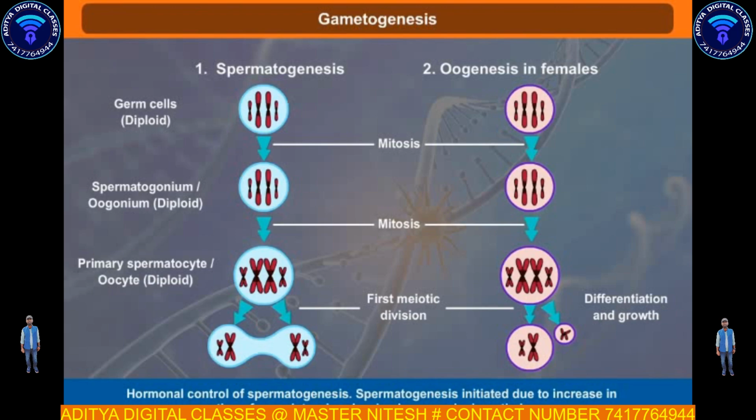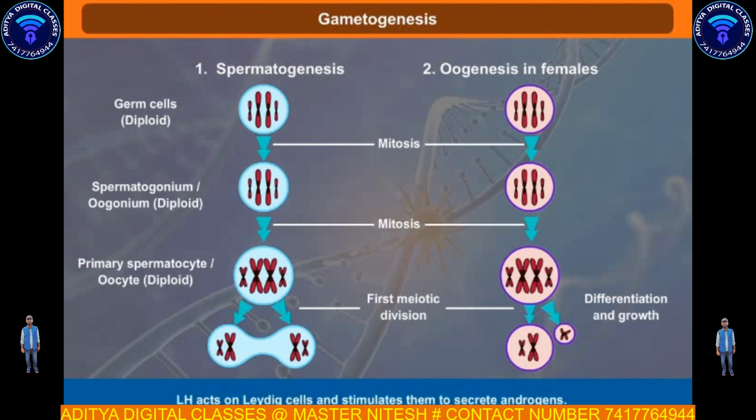Hormonal control of spermatogenesis. Spermatogenesis is initiated due to increase in secretion of gonadotropin-releasing hormone by the hypothalamus. Increase in GnRH acts on the anterior pituitary and stimulates secretion of two gonadotropins, LH and FSH. LH acts on Leydig cells and stimulates them to secrete androgens. FSH acts on Sertoli cells and stimulates secretion of some factors which help in spermiogenesis.